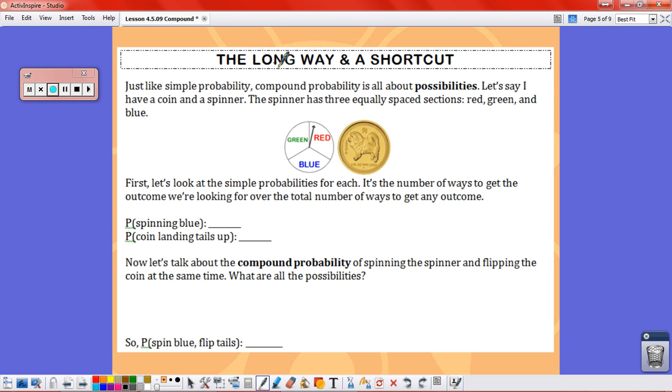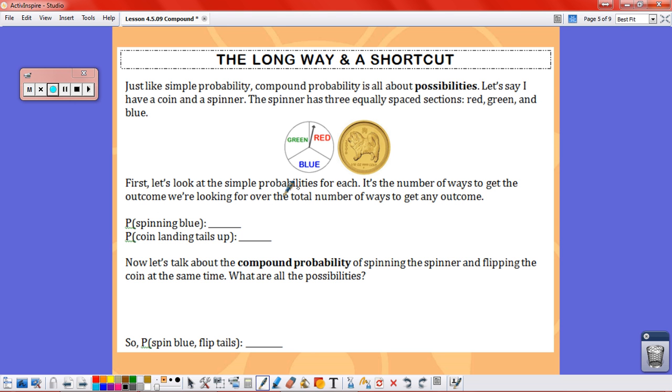Now we're looking at the long way of finding compound probability, and we're going to use that to get to our shortcut. So just like simple probability, compound probability is all about possibilities. If I have a coin and a spinner, the spinner has 3 possible outcomes, and the coin has 2 possible outcomes. So we're going to look at some simple probabilities for each first.